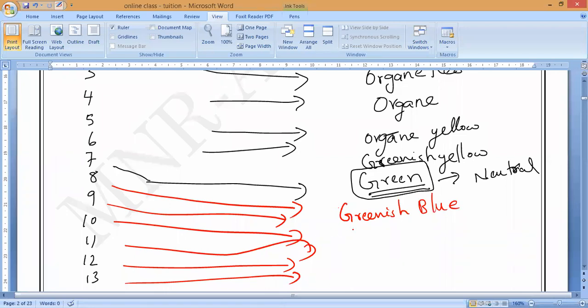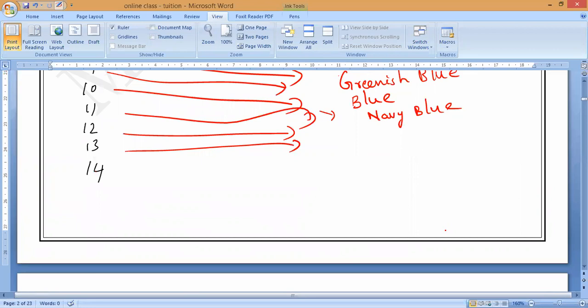pH value of 9 is blue color. What is that? Blue color. Next, pH value of 10. It is navy blue. What is that? Navy blue. Otherwise, you can write navy, don't get confused.